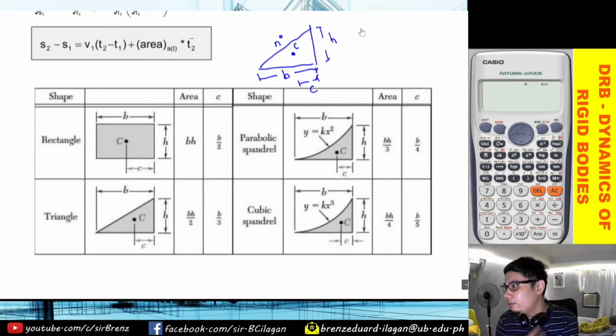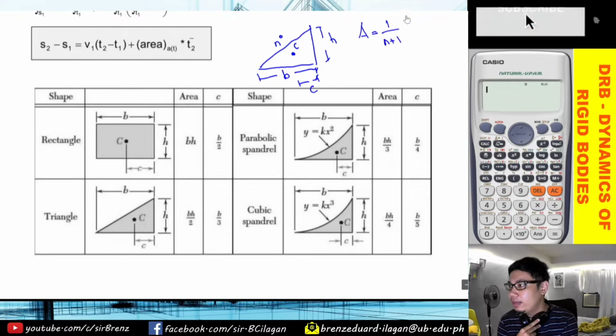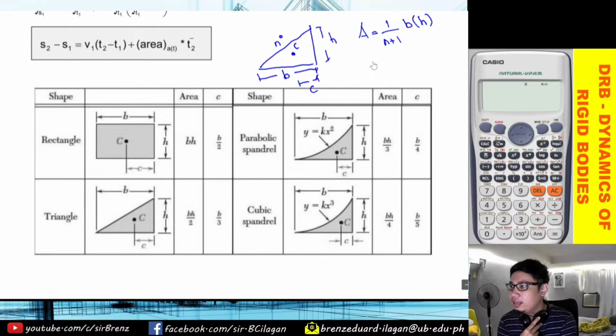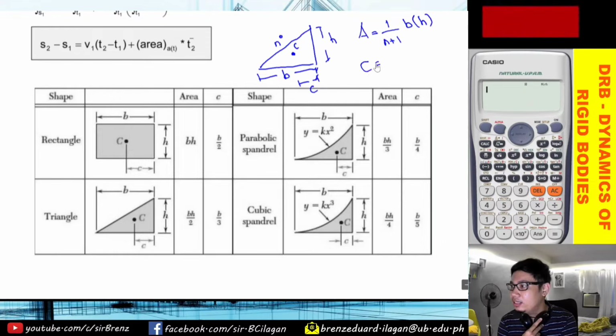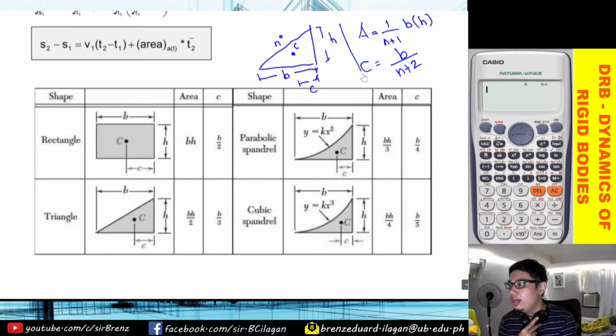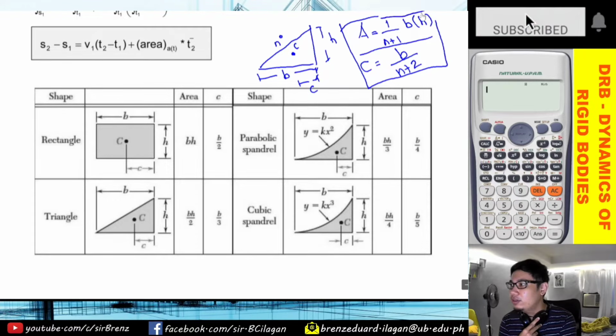So di ba yung general formula for area? So that is 1 over n plus 1 multiplied by b h. Okay? So kung triangle yan, that is a first degree. So that will be 1/2 of the base times the height. And then yung para sa centroid natin, so that is equals lang sa b over n plus 2. So kung triangle ulit yan, di ba, that will be 1/3 of the base, which is correct naman, di ba? So ito na lang guys yung tandaan nyo. So parang hindi na kayo mahihilo sa sobrang daming formula.